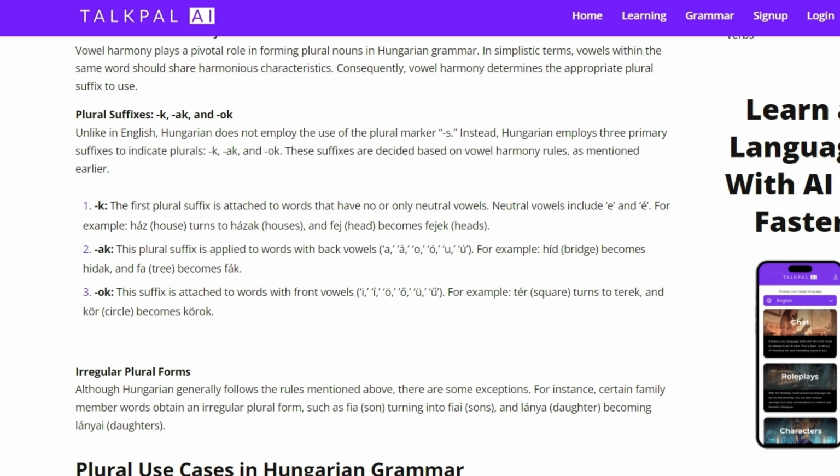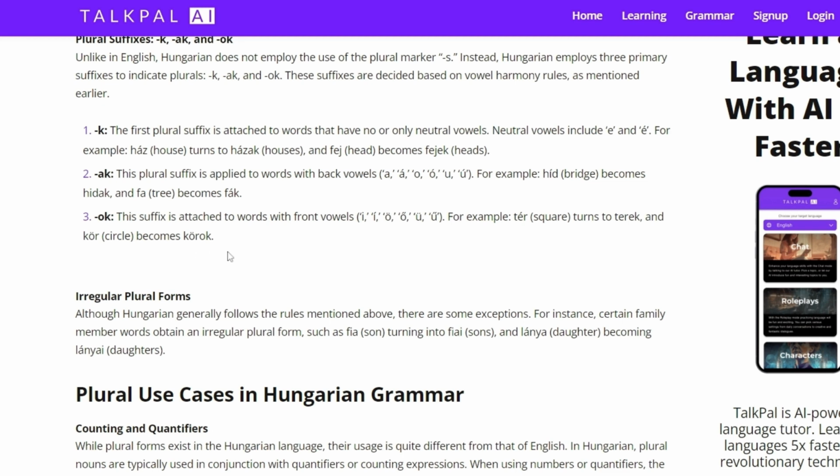Híd is an exception. Also, it says that the ok suffix is attached to words with front vowels. For example, tér, square, turns to terek. What? How? So when you attach ok to tér, it becomes terek. All right, understood. Very interesting.